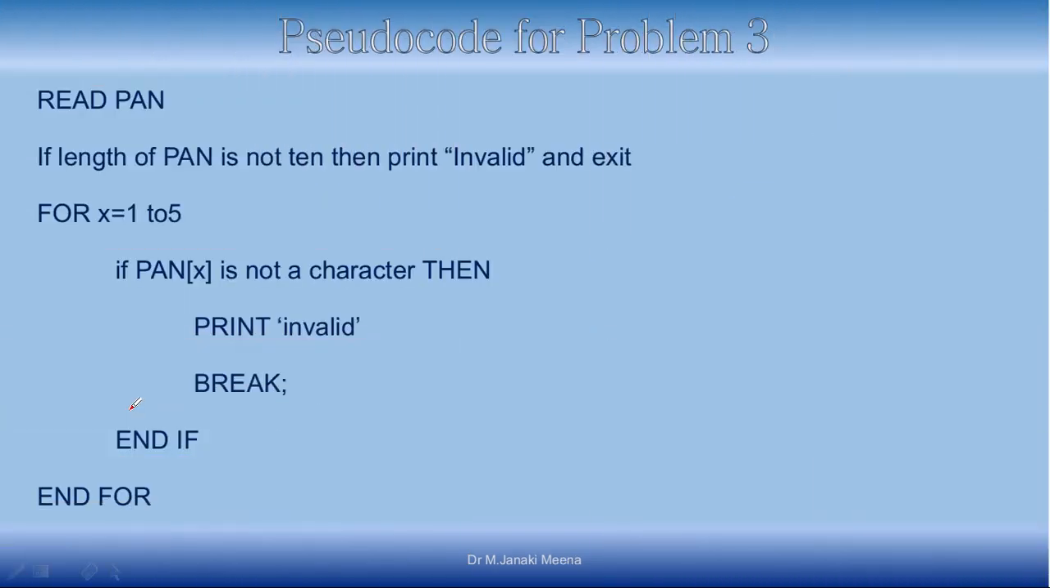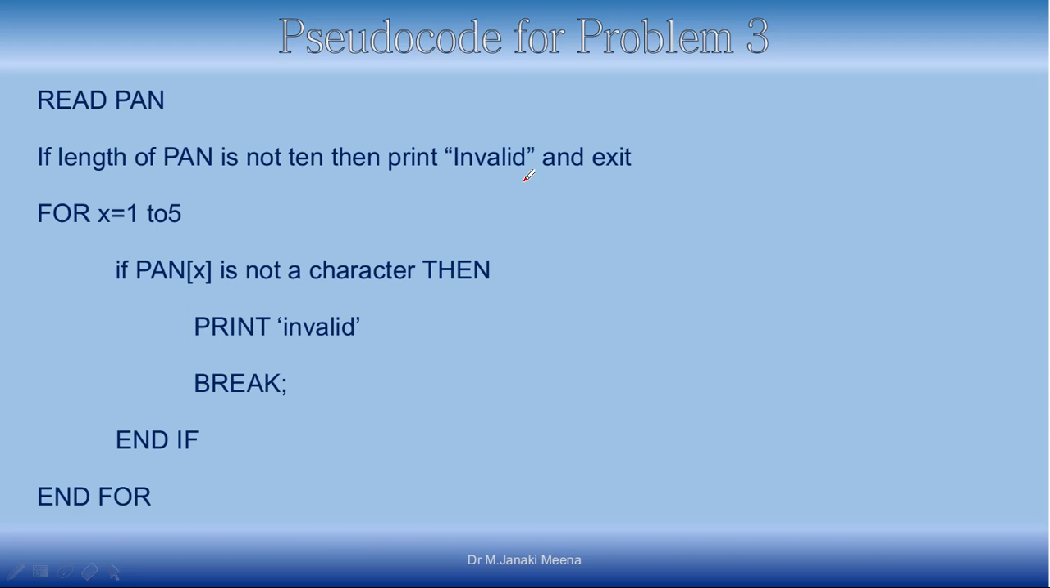So now let us write the pseudocode for the problem. Algorithm and pseudocode are a little bit different. In an algorithm we express things in pure natural language, English. In pseudocode we use a little bit of coding technique, partial English and partial coding. So just as an example we will consider the pseudocode here. First, read the PAN number and find its length. If it is not 10, then you immediately print invalid and exit.